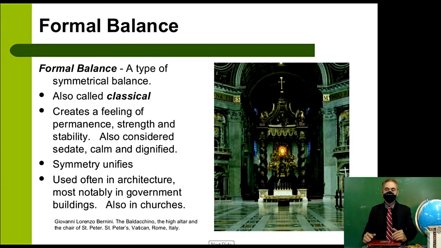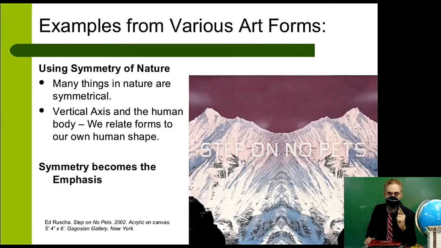Symmetry unifies. It is used often in architecture, most notably in government buildings, and also in churches. Here are examples from various art forms, using the symmetry of nature, as many things in nature are symmetrical. With the vertical axis and the human body, we relate forms to our own human shape. Symmetry becomes the emphasis.